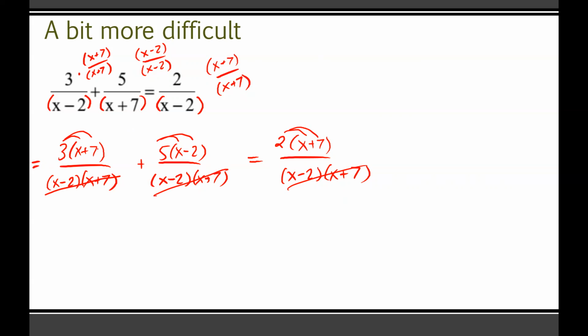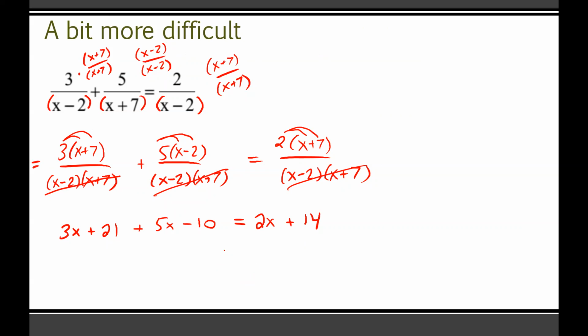So 3 times x plus 7 is going to be 3x plus 21, plus 5 times x minus 2 is 5x minus 10. And this is going to equal 2 times x plus 7, that'd be 2x plus 14. Once again, this is just a linear equation to solve. There's no quadratic here. It's not like there's an x squared involved.